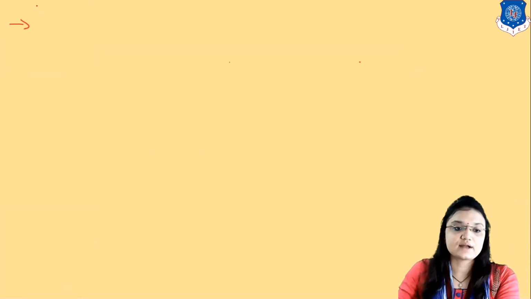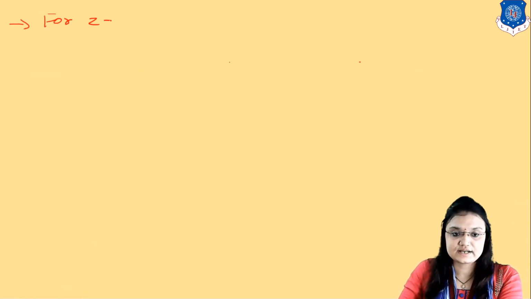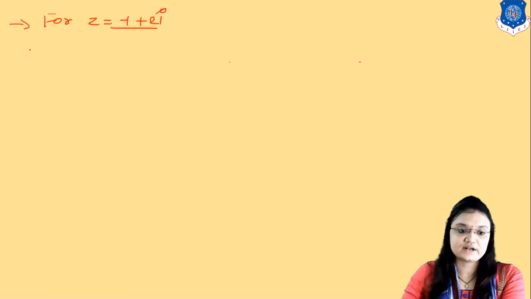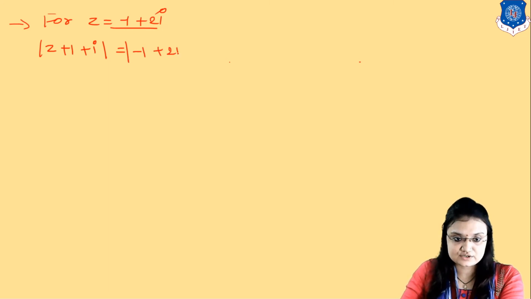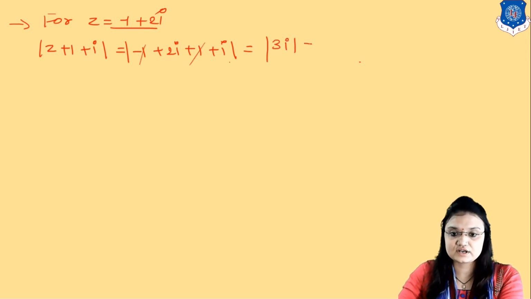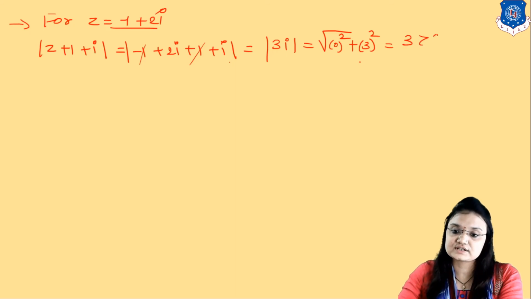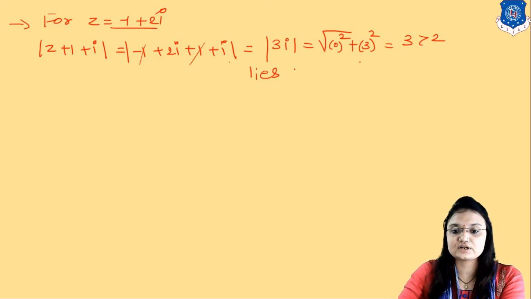Okay, so now let's check for z is equal to −1 plus 2i. Let us check whether z is equal to −1 plus 2i lies inside the circle C or outside the circle C. So here we have z plus 1 plus i. Put z is equal to −1 plus 2i and this is plus 1 plus i. So −1 and 1 cancel out. So this is modulus of 3i and modulus of 3i will become the square root of real part squared plus imaginary part squared. So this will become 3 which is greater than 2. So we can say that this point lies outside circle C.